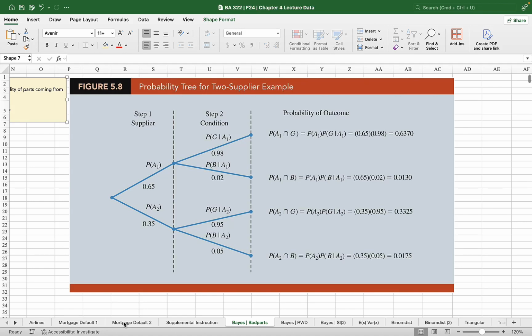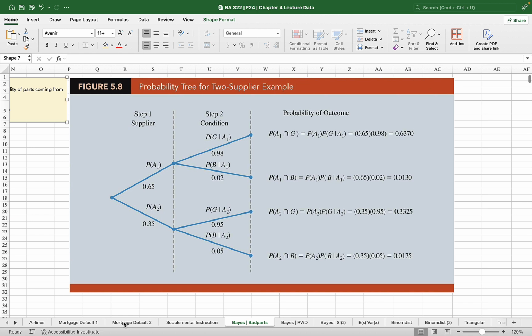Hey all. In this video, what I want to do is take the Bayes bad parts / good parts example that we did in class today and put it into Excel. We started off in class today looking at a probability tree for our two supplier example.